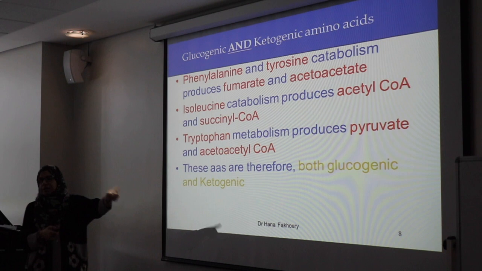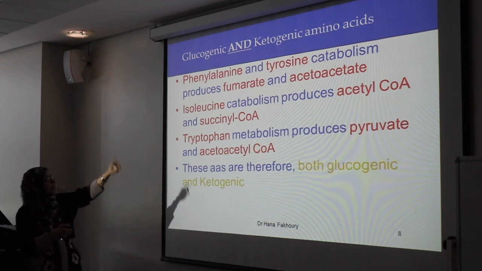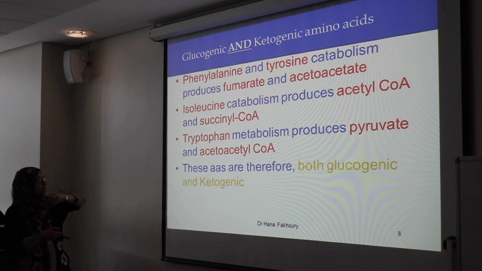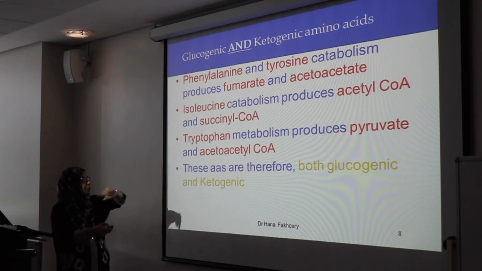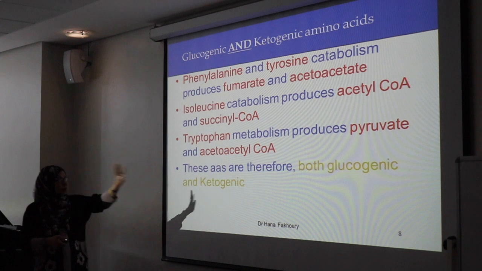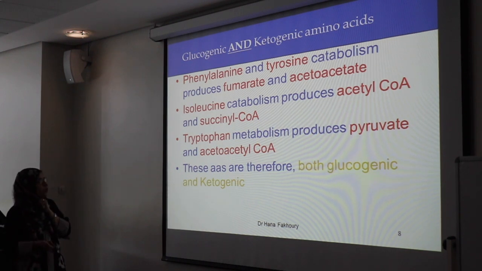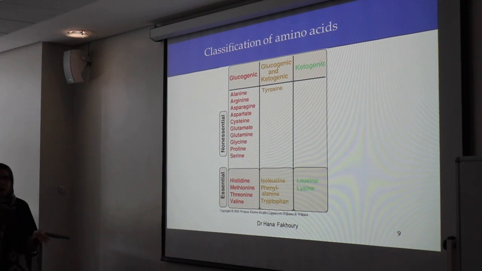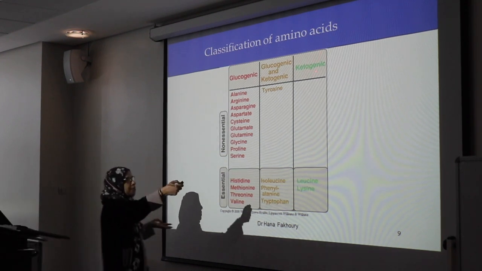Isoleucine will produce acetyl-CoA and succinyl-CoA. So again, it is both keto and glucogenic. Tryptophan will give me pyruvate and acetoacetyl-CoA. So again, it is both keto and glucogenic. This is the classification in your book. Very easy to remember. This is the KL story.